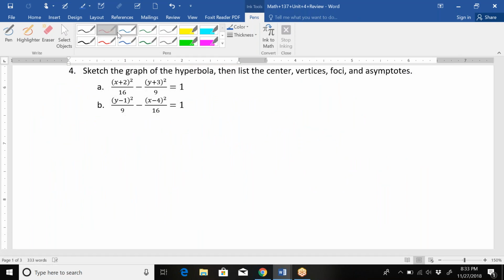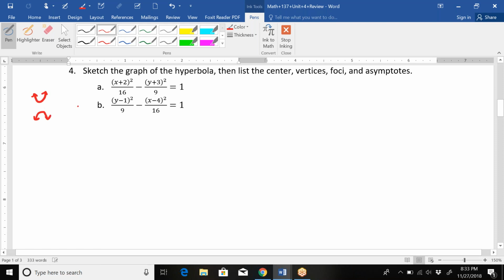And notice this time this one leads with a y, so that means it's going to be an up-down hyperbola. If it led with an x, it would be left-right. So we at least know our orientation. And that means that this is a squared, because in a hyperbola, a squared is always under the first one, b squared is always under the second one.